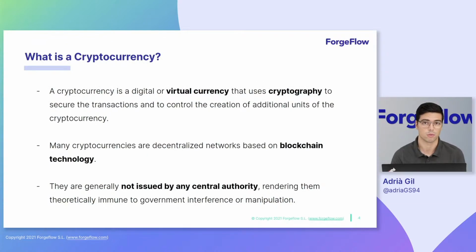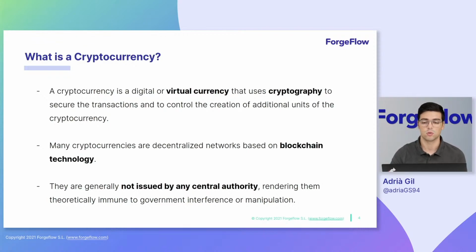So first of all, what is a cryptocurrency? A cryptocurrency is a virtual currency that uses cryptography in order to secure the transactions and to control also the creation of additional units of this cryptocurrency. Most of the cryptocurrencies are built in decentralized networks and are based on the blockchain technology. The main difference between conventional currencies and cryptocurrencies is that cryptocurrencies are not issued by any central authority. They are not controlled by any government or institution, so they are theoretically immune to manipulation.